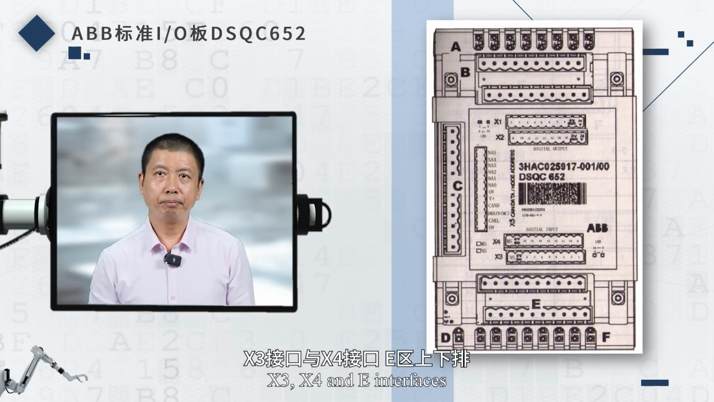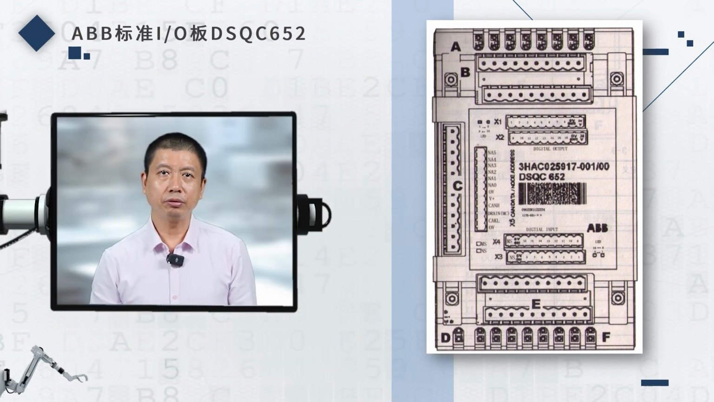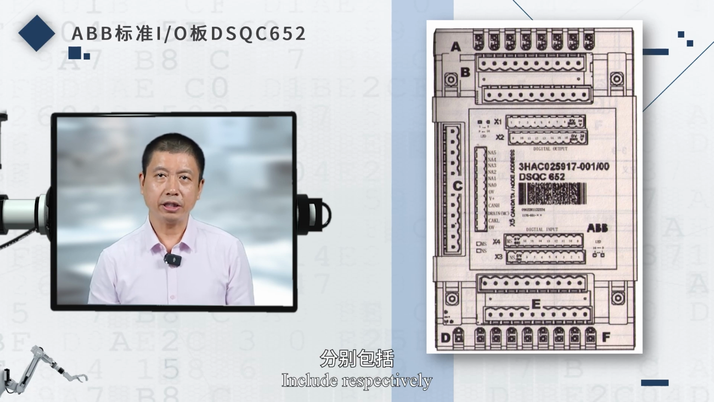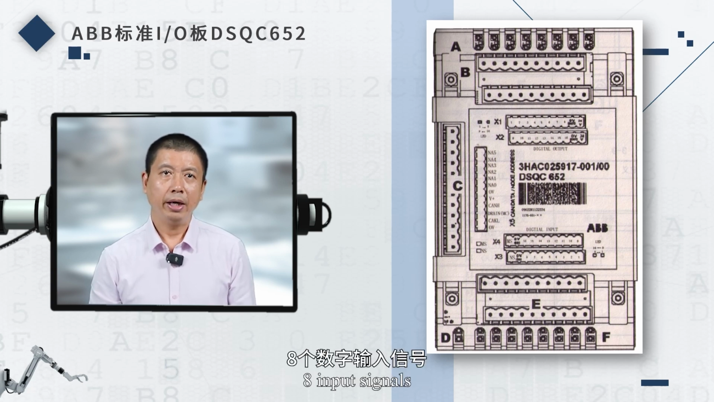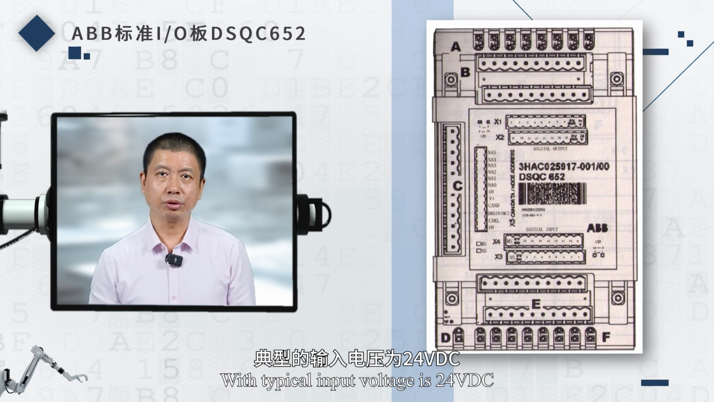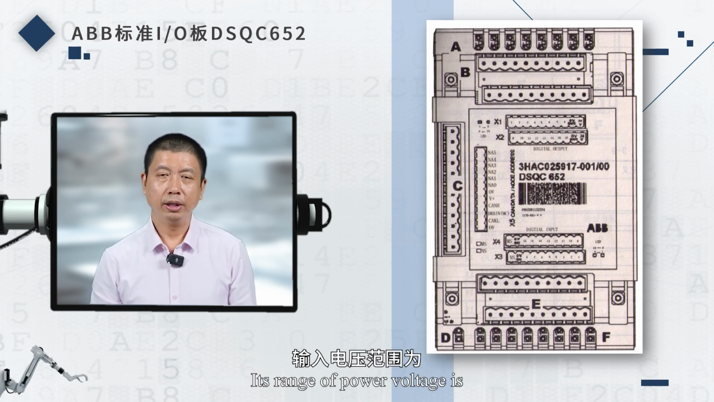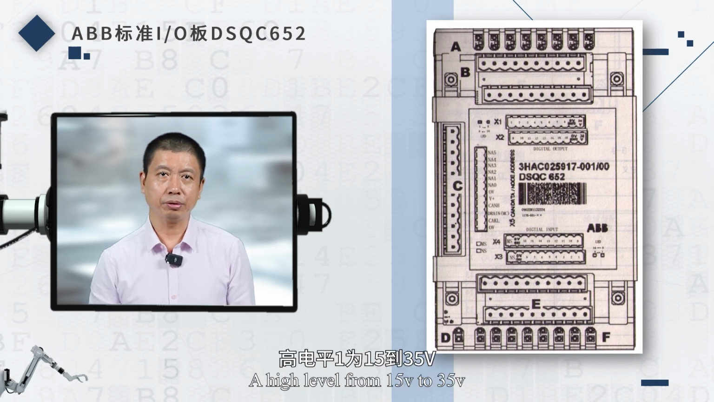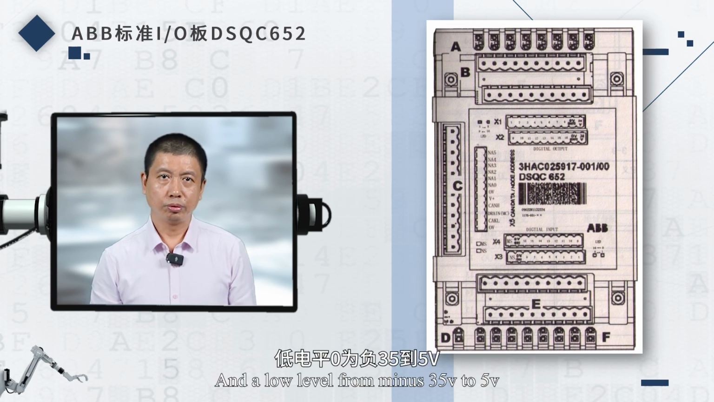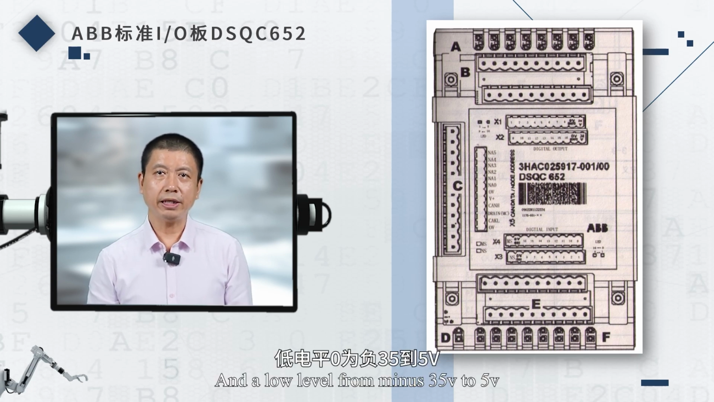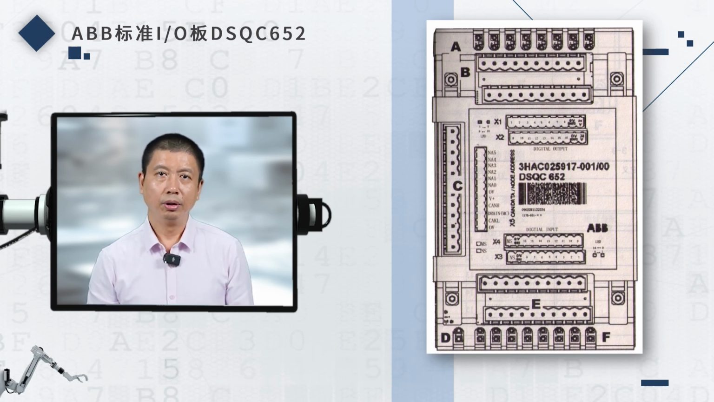X3, X4, and X5 interfaces include respectively 8 input signals, with typical input voltage of 24 VDC. Its range of power voltage is a high level from 15 volts to 35 volts, and a low level from -35 to 5 volts. Its input current is 5.5 milliampere.